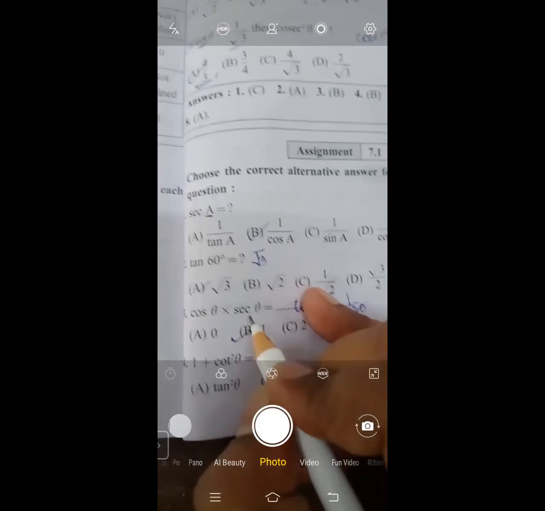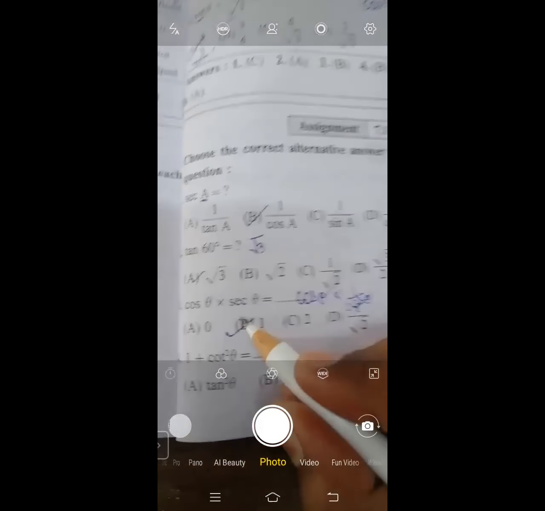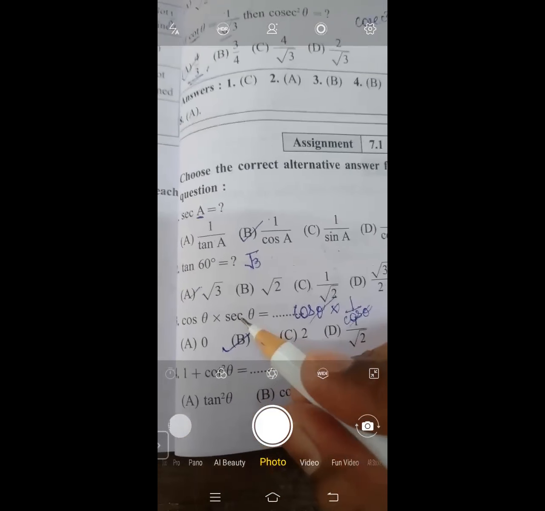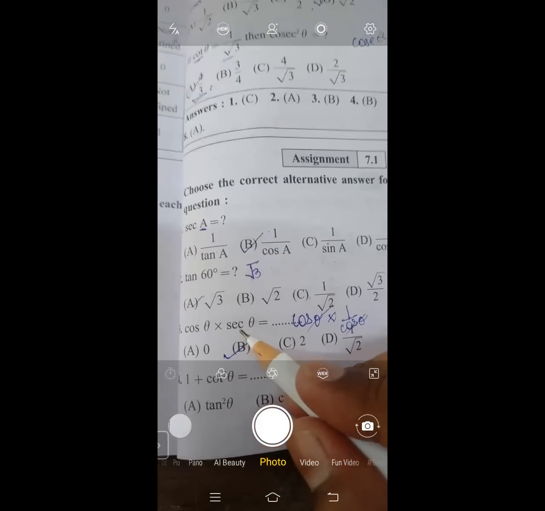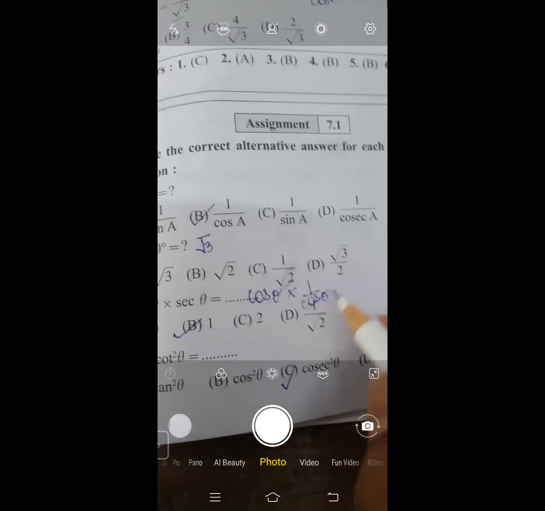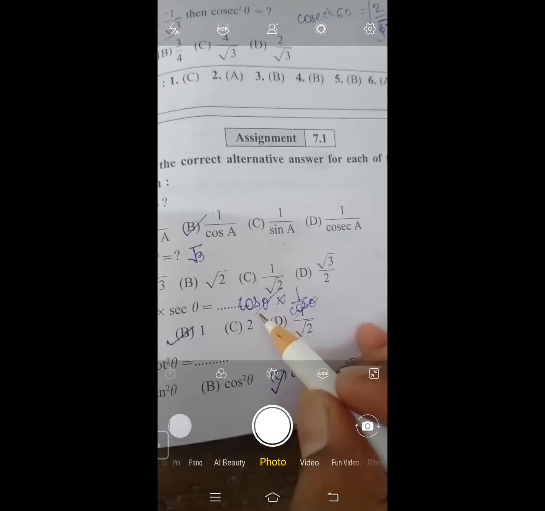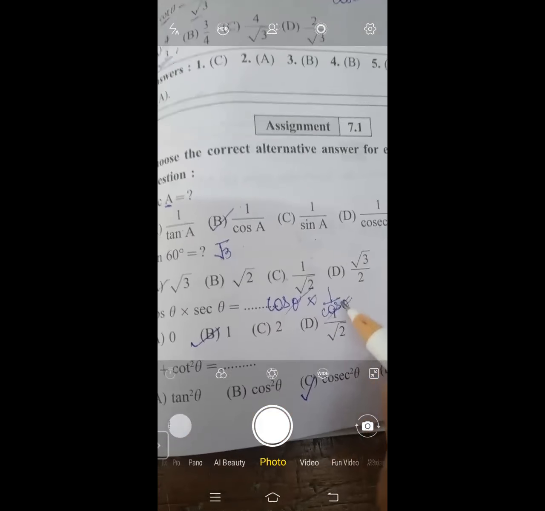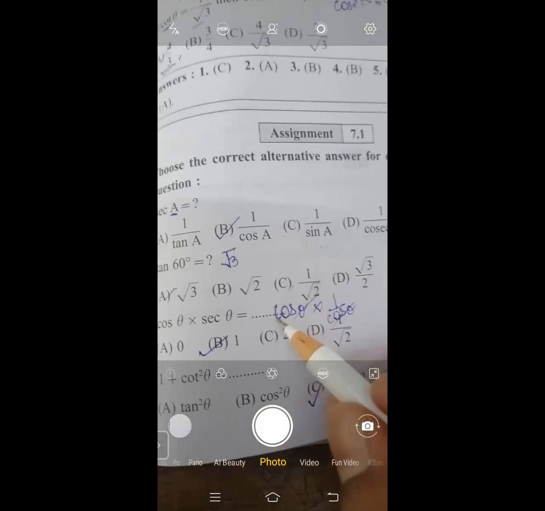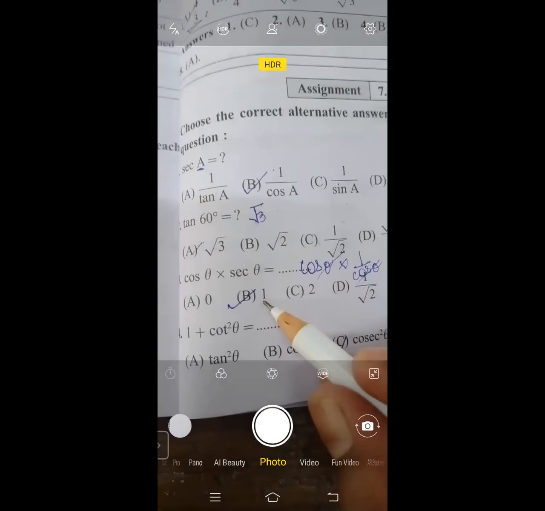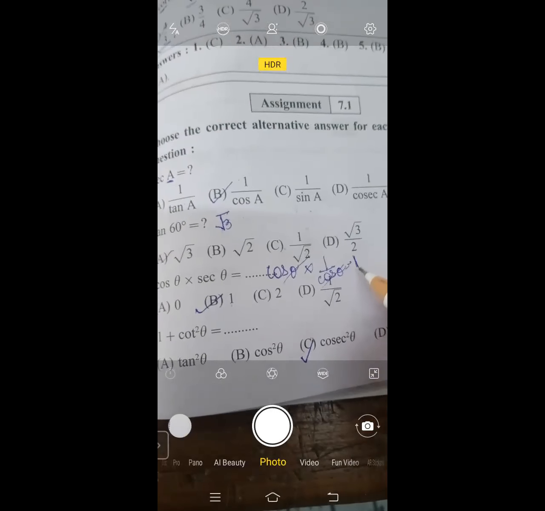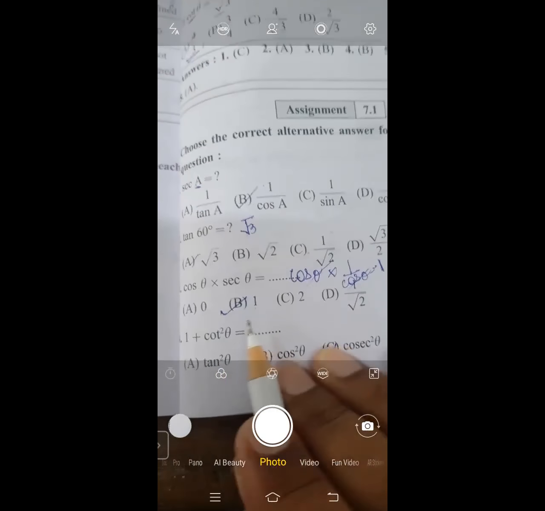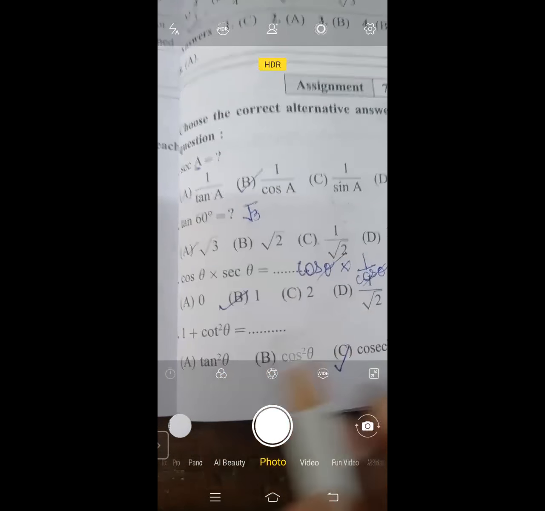Cos theta into sec theta, this we have solved. I can write sec theta in terms of cos theta. I have just used that trigonometric relationship of sec theta and cos theta. You can see cos theta into sec theta I have written as cos theta into 1 upon cos theta. Cos theta gets cancelled and we get the answer as 1. So you can see that 1 is present in your options. Write it down properly in your answer sheet.